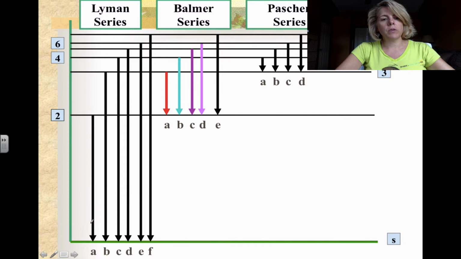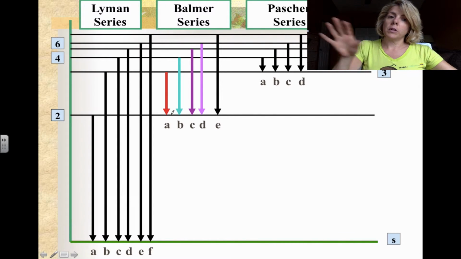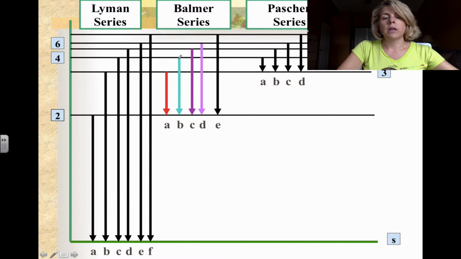So for the Lyman series, we're talking about an electron dropping down from 2 to 1, all the way up to infinity. With the Balmer series, remember we can see the Balmer series; we can't see the Lyman or the Paschen. We're talking about energy level 3 down only to energy level 2. The first color of light that we see in the Balmer series is going from energy level 3 down to 2, and this is only in hydrogen. In all 3 series, we're only talking about the hydrogen element. We can talk about energy level 4 to 2 and so on, all the way up to infinity.